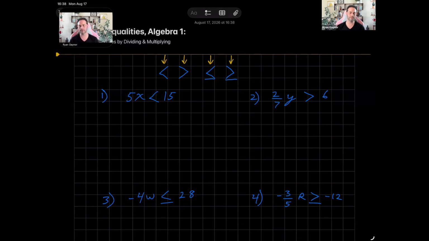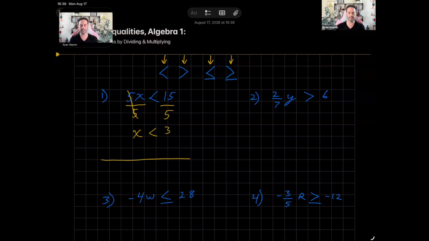All right, so the very first one says 5x is less than 15. So we ask ourselves, what's happening to the variable? It's being multiplied by 5, so we have to do the opposite, which would be divide by 5 on both sides. So we have x is less than 15 divided by 5, that is 3.